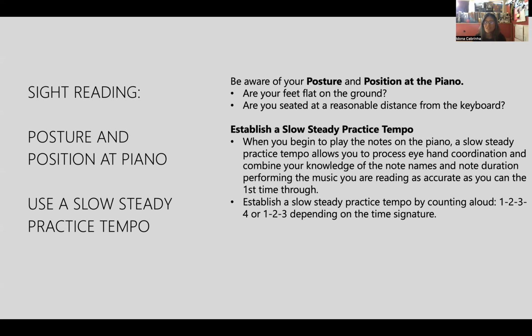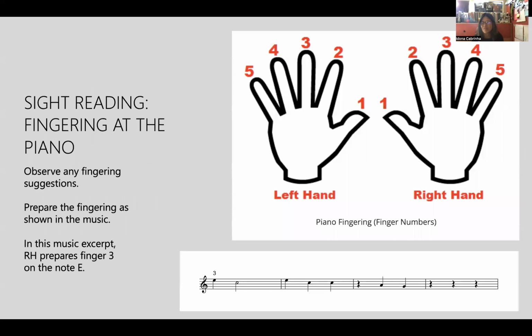So establish a slow, steady practice tempo by counting aloud 1, 2, 3, 4, or 1, 2, 3, depending on the time signature, or if there is no time signature, because I'm giving you short excerpts to practice, just give yourself a steady pulse and then begin playing. So let's go back to this short example, and I've got my piano here. It starts with a space note, treble clef, and it's finger 3, right hand on E, but I'm going to clap through the rhythm first.